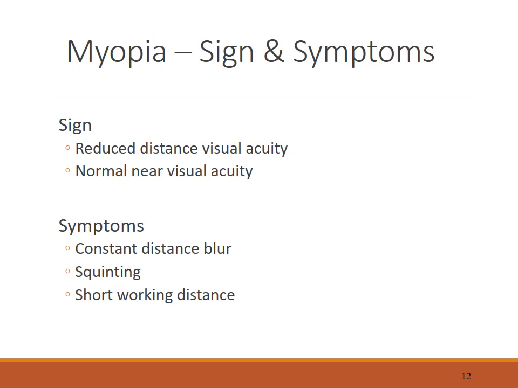Signs and symptoms of myopia. I have mentioned this before. The sign of myopia can be reduced distant visual acuity but normal near visual acuity. The symptoms can be constant distant blur, squinting, and also a short working distance.